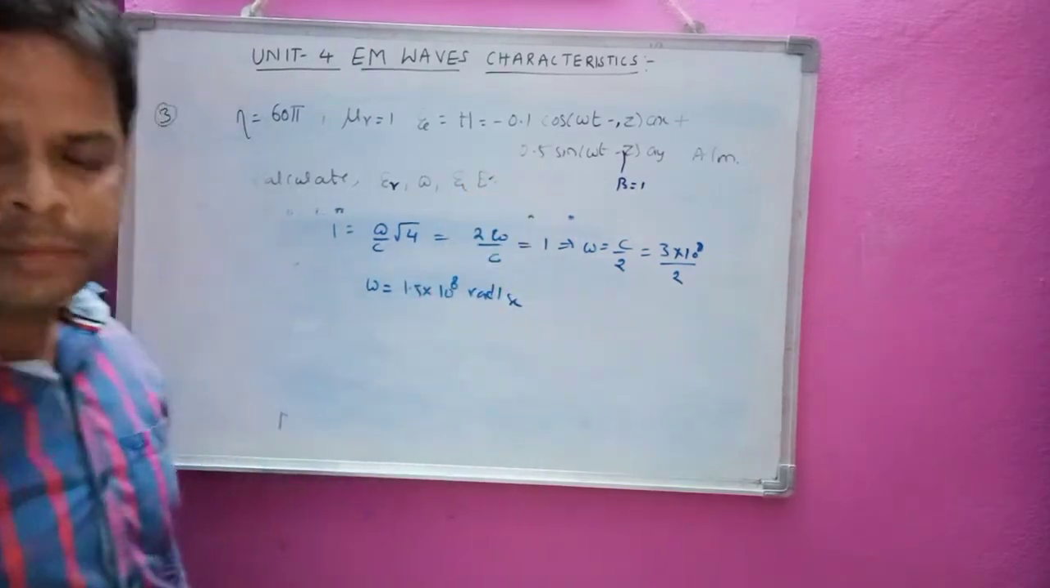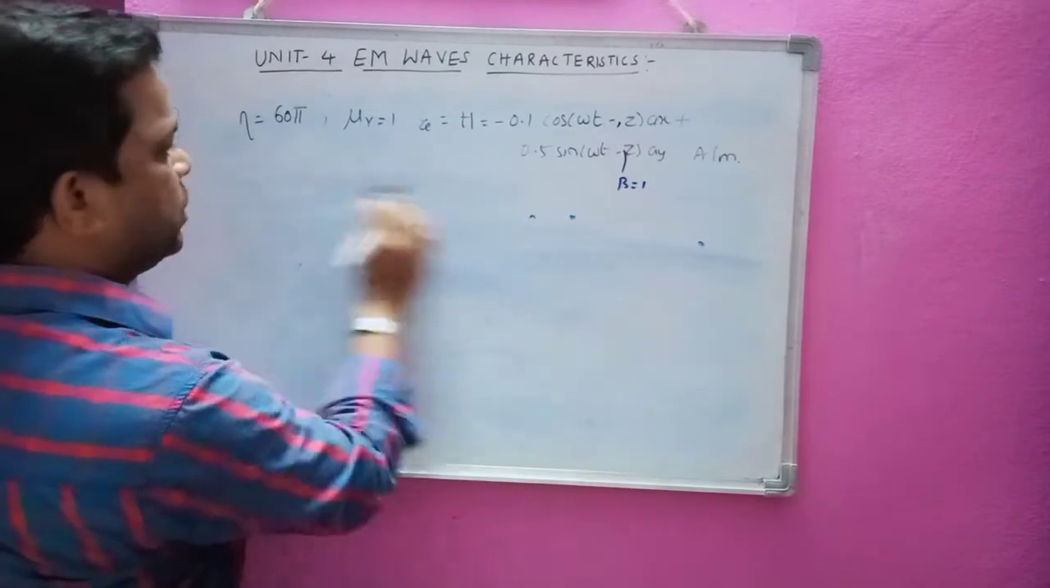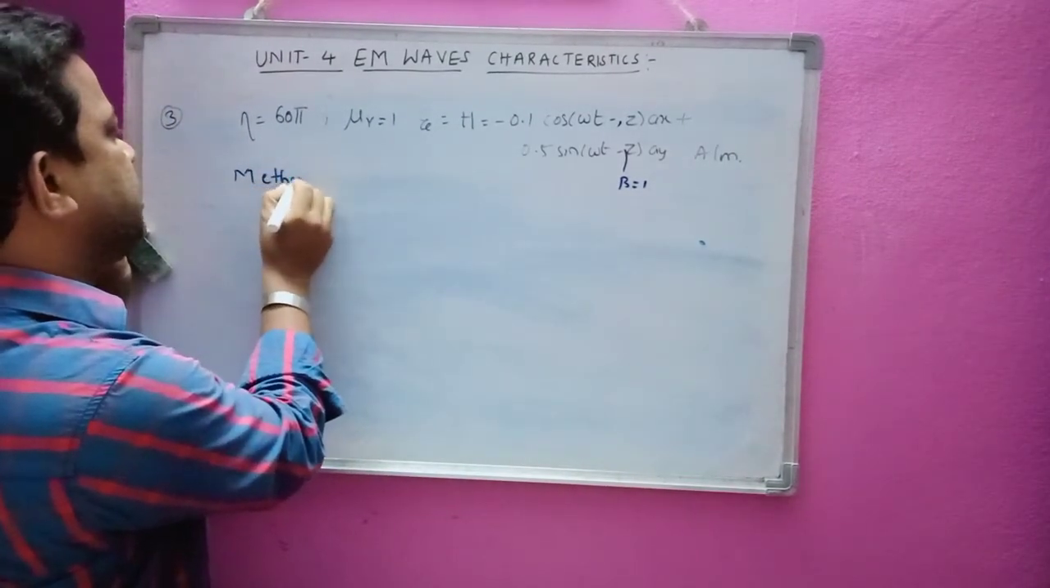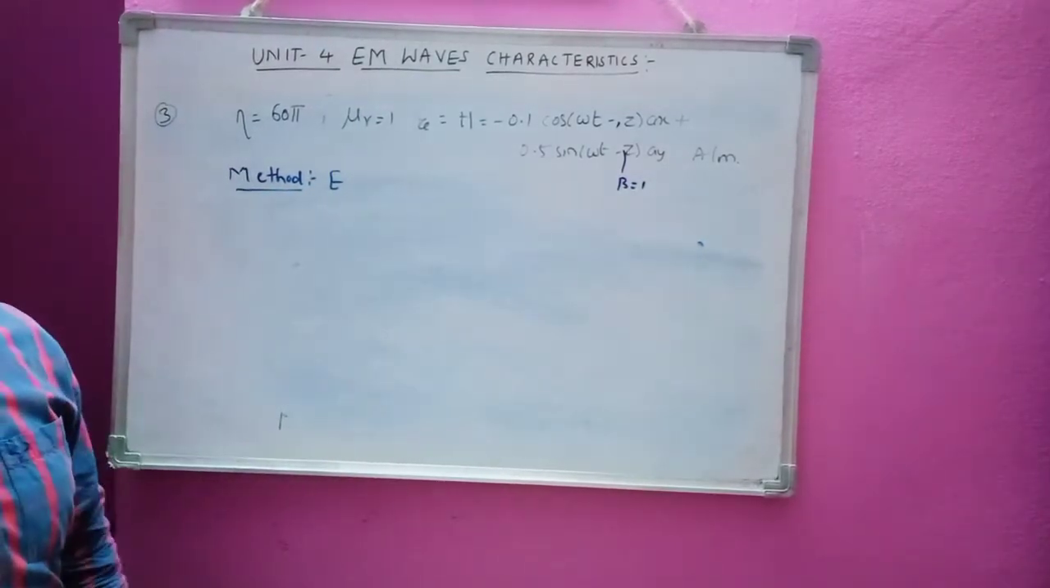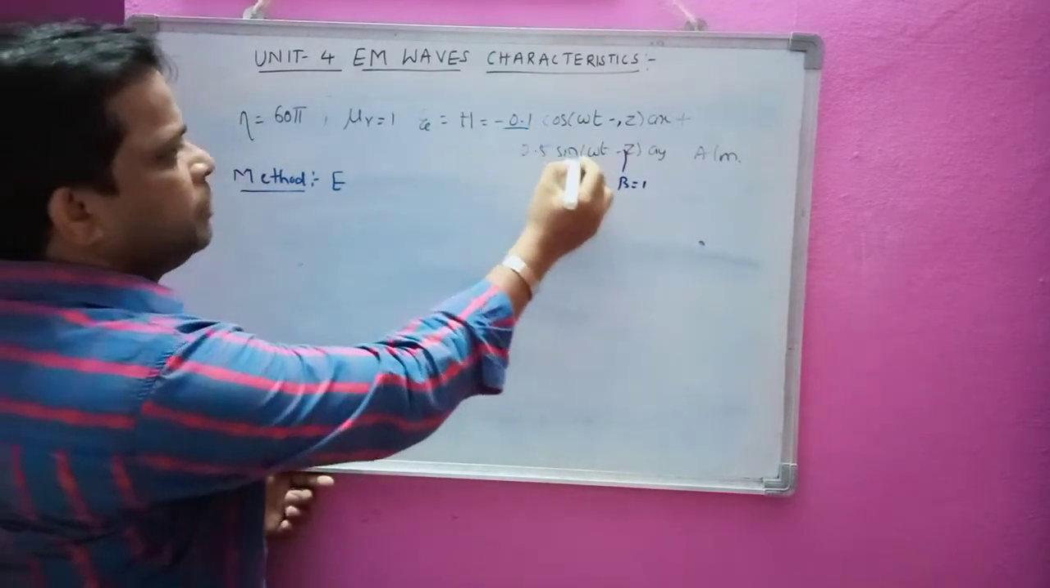Let us see method 1. I want to calculate this first by method 1, method 1 of calculating E. So we have to calculate E. So E is equal to what here? Actually, H is given as H01 and H02. This is H01 and this is H02.